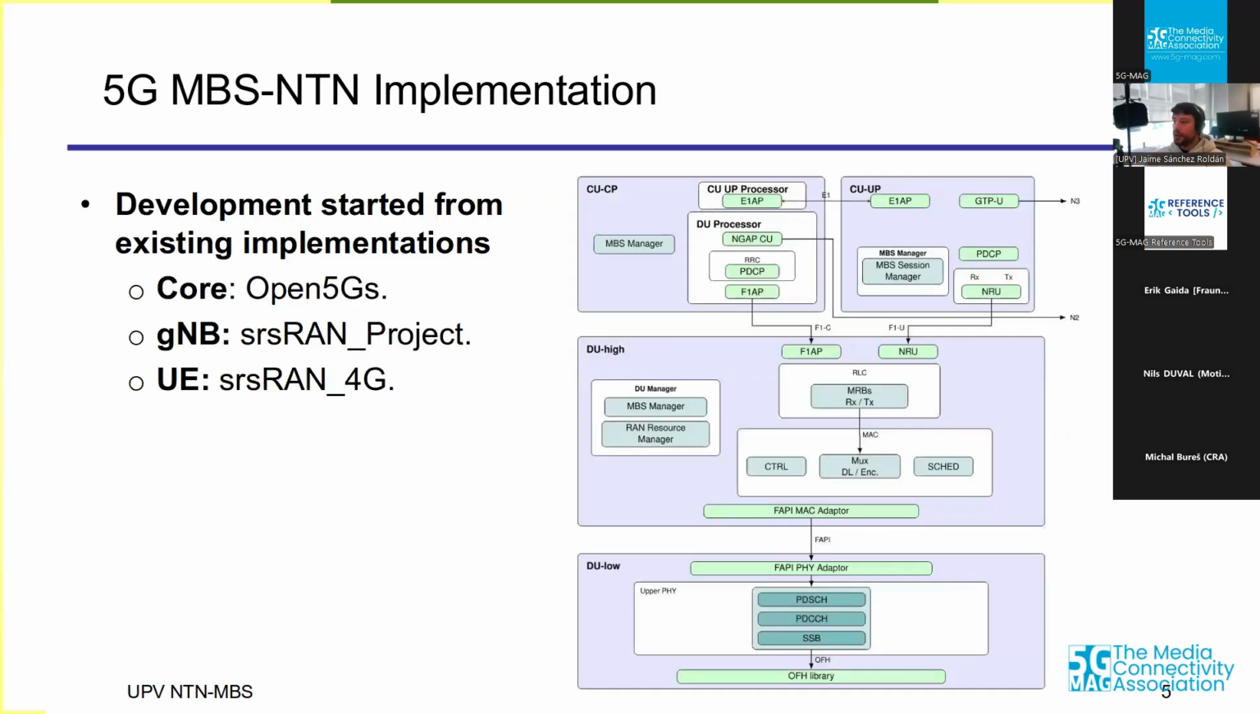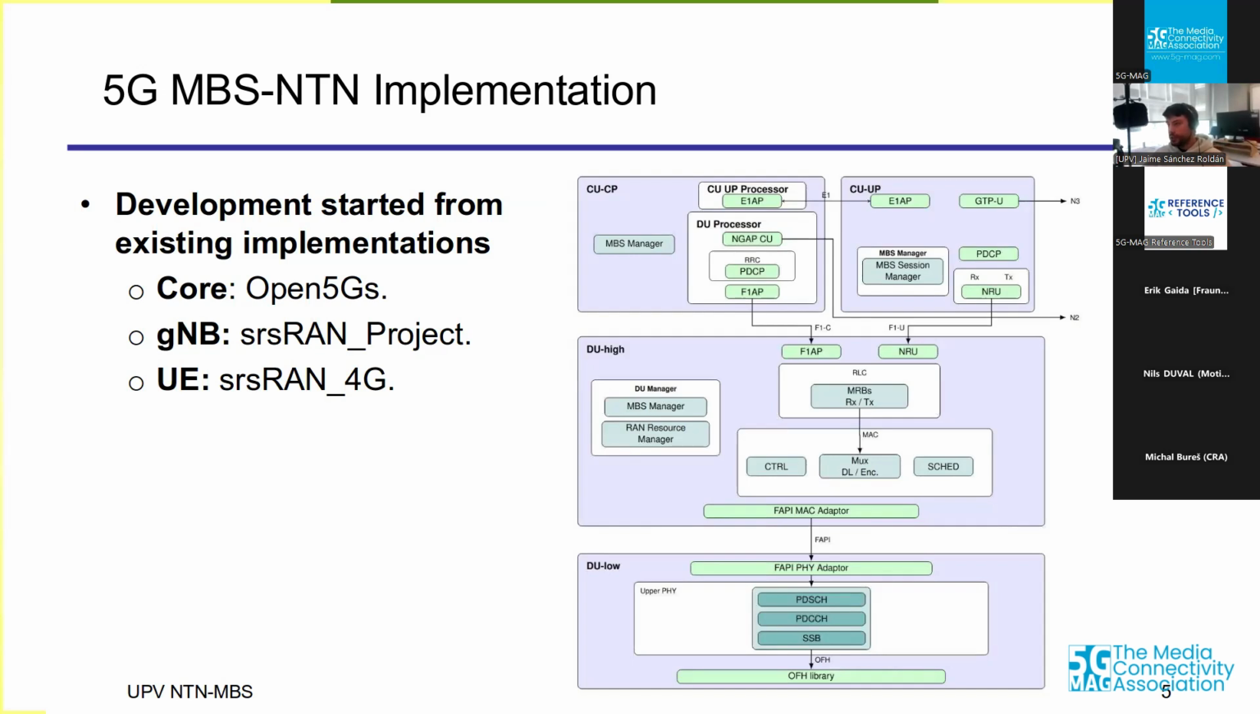Okay, here I have a diagram of the actual implementation in the code. As I mentioned, the development started using existing implementations of the core and the RAN. For the core, we used Open5GS. In Open5GS, we used the SMF and the UPF in order to implement the MB version, so the multicast broadcast version of those network functions. For the gNB, we used the implementation of the srsRAN project. And for the UE, we also used the srsRAN implementation that can be found in the srsRAN 4G suite.